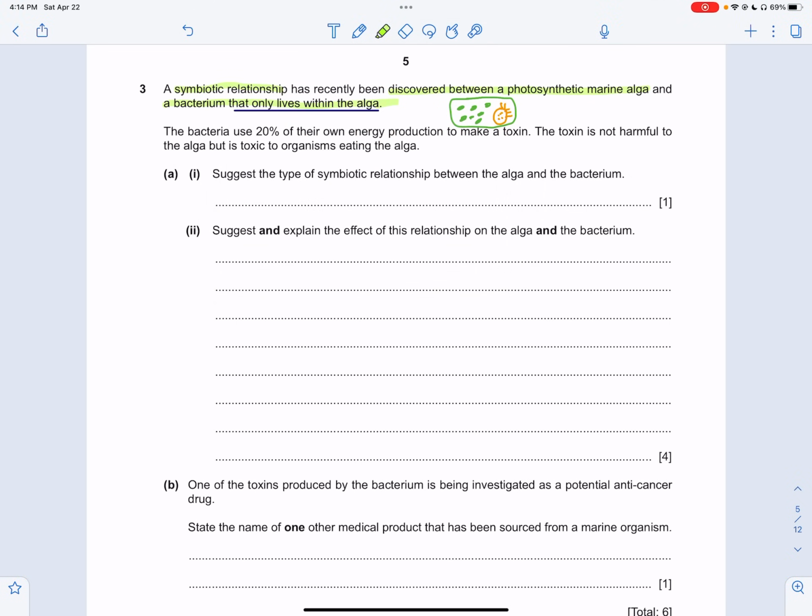The bacteria uses 20% of their own energy production to make a toxin. The toxin is not harmful to the algae, but it is toxic to organisms that eat the algae. So I'm just going to be assuming that this will cause the algae to be eaten less because it's toxic, and organisms will pass that word around essentially, and they won't be consuming that algae.